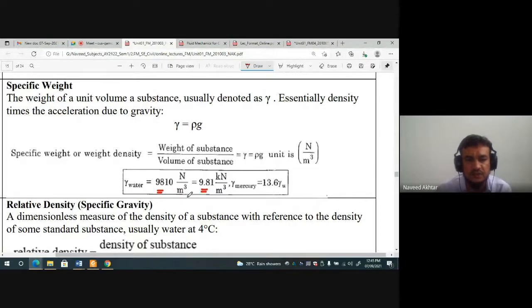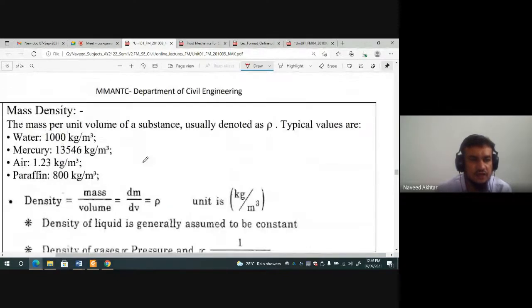Here you can see that the specific weight of water is 9810 Newton per cubic meter. For mercury, it is 13.6 times the specific weight of water. The density of water is 1000 kg per cubic meter, the density of mercury is 13,546 kg per cubic meter, the density of air is 1.23 kg per cubic meter, and paraffin is 800 kg per cubic meter.